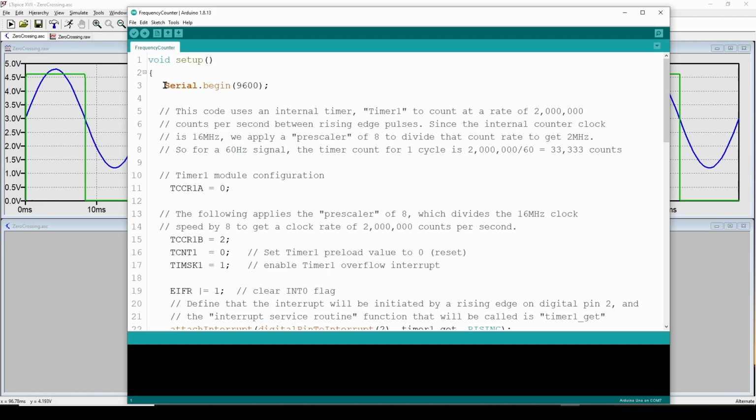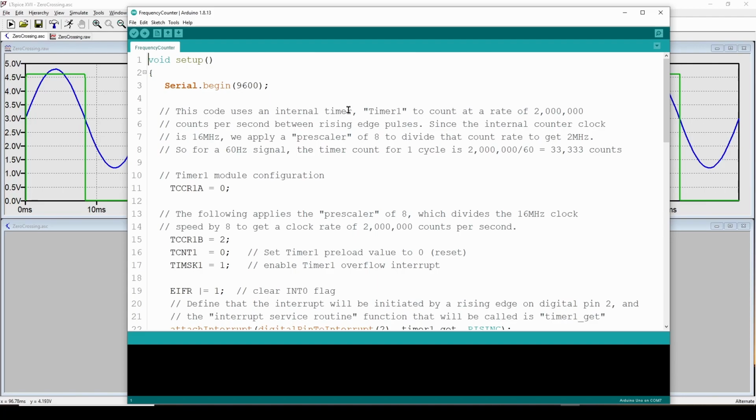And since we're going to do a COM port, we do Serial.begin, and I picked 9600 just because. And as we said, this code's purpose is to sense the rising edge that occurs at each cycle of the incoming waveform, which is a square wave, sense that rising edge, start a timer, and then when it sees the next rising edge, it will stop the timer and figure out how much time has elapsed between rising edges.